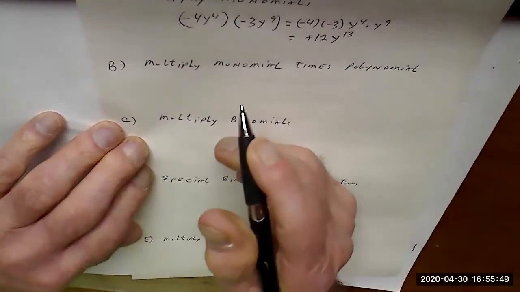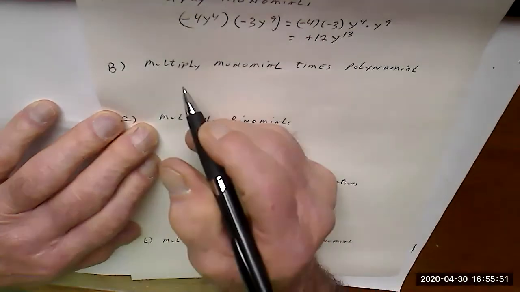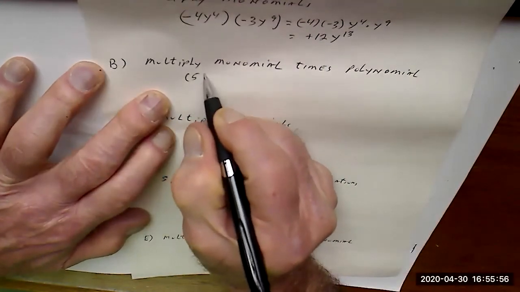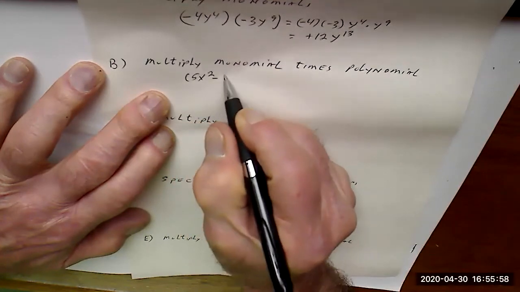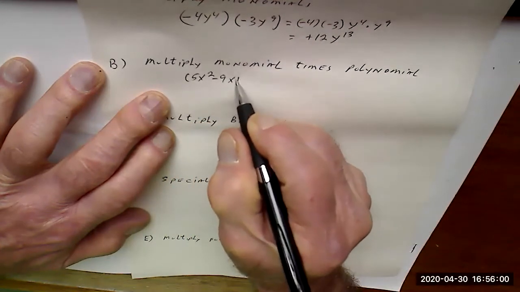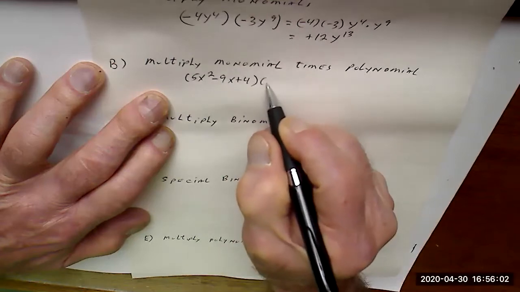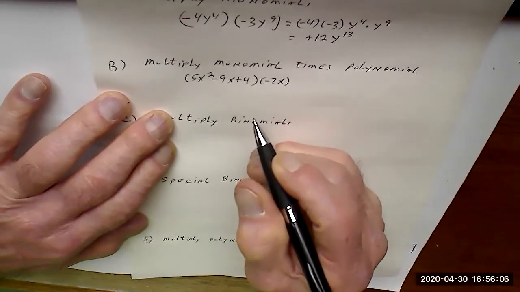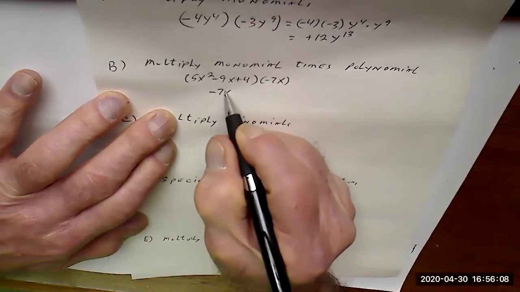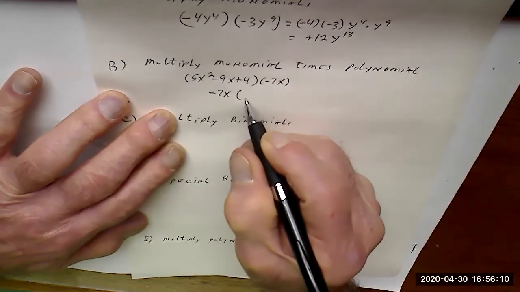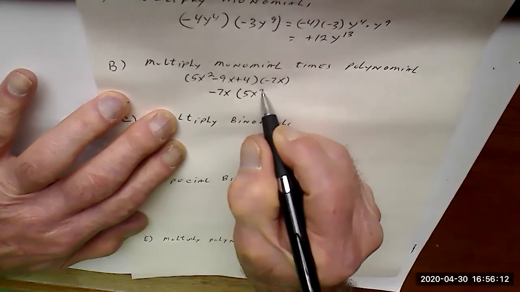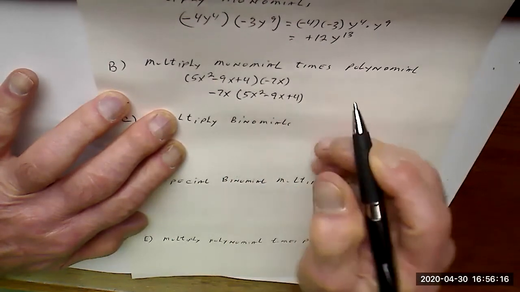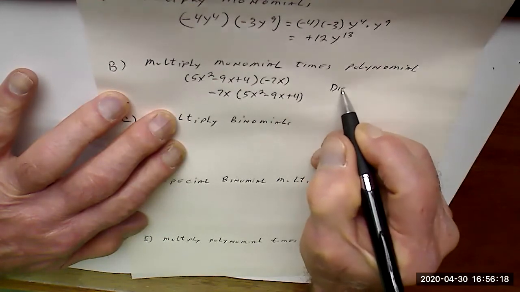Next, we want to multiply a polynomial and a monomial together. Parentheses 5x squared minus 9x plus 4, times minus 7x. I prefer to put the monomial in front, minus 7x, multiplied by the polynomial 5x squared minus 9x plus 4. Use distribution.